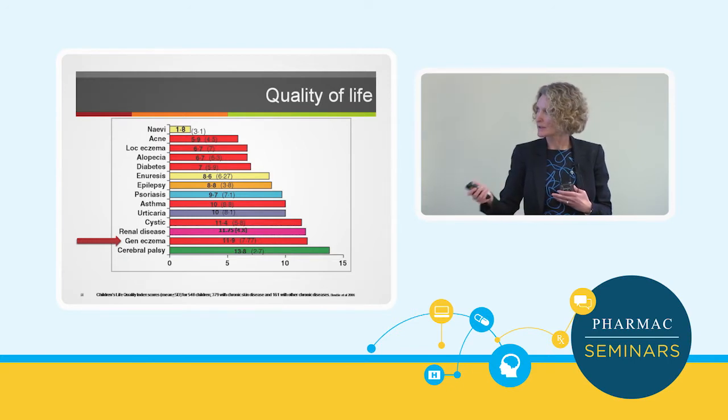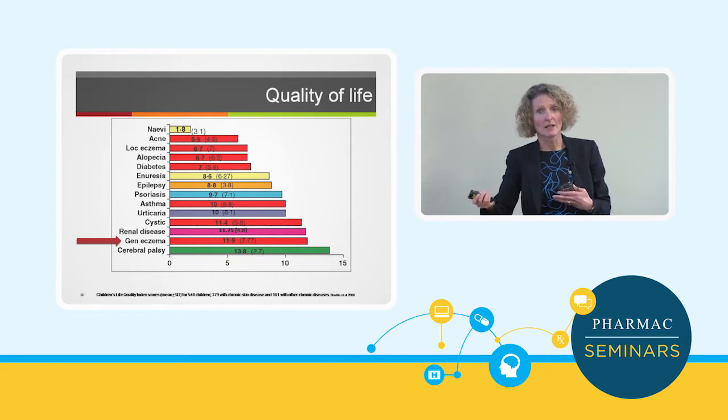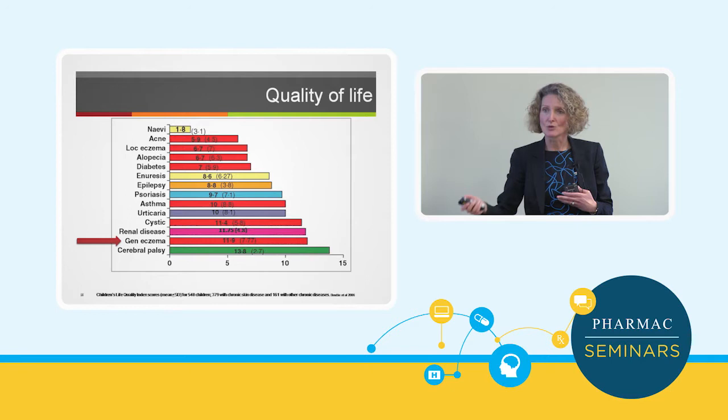And so for generalised eczema here, the higher the score, basically, the worse or the more the impact on your everyday quality of life is. So not surprisingly, cerebral palsy has the biggest impact. I don't think anyone's surprised by that, but generalised eczema is second, up there with renal disease and cystic fibrosis. Epilepsy is down here, diabetes down here. Localised eczema is similar to diabetes in terms of day-to-day quality of life impact. And so this is not to be ignored, I don't think.